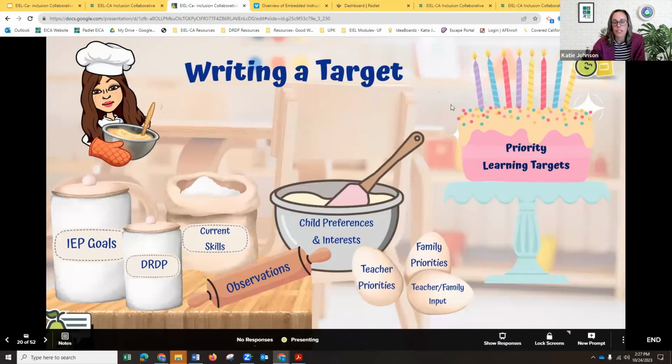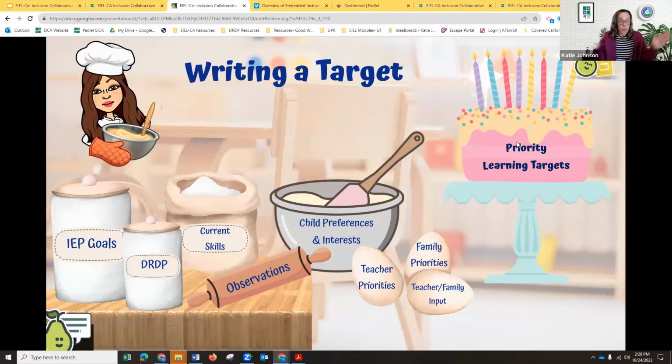But luckily, we also have a bunch of other ingredients that we get to add. We need to think about IEP goals, DRDP, current skills, definitely observations. I saw in the chat, child preferences and interests. We want to know what Ryan's into so that we can start working and thinking about him. Teacher priorities, family priorities, and family and teacher input. Those all are ingredients that come together so that we get to figure out what the priority is. Remember, there are so many things. What are we going to focus on? And what's our first step going to be?